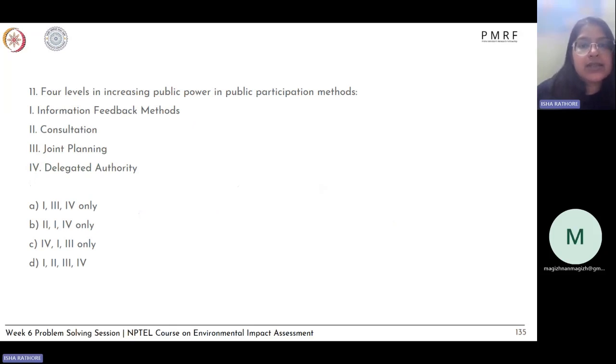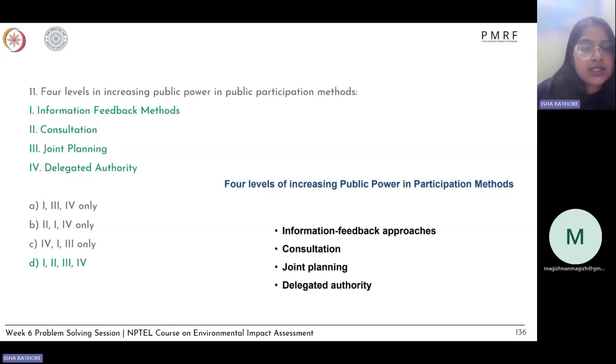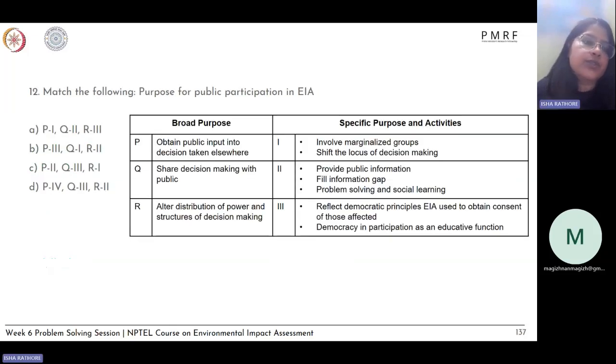The 4 levels of increasing public power in public participation methods are 1. Information feedback methods, 2. Consultation, 3. Joint planning, and 4. Delegated authority. So, which of the following are the correct methods based on the options given? So the correct answer is D. That is all of the four are the 4 levels of increasing public power and participation methods. Okay, moving on to the next question.